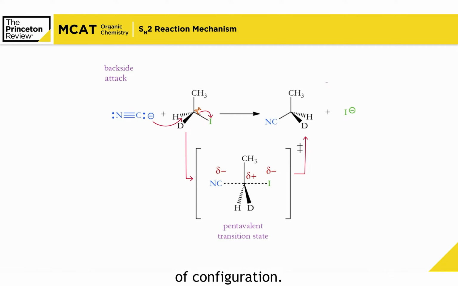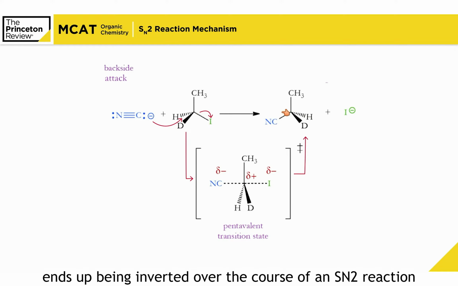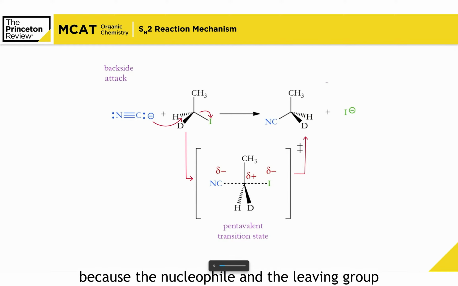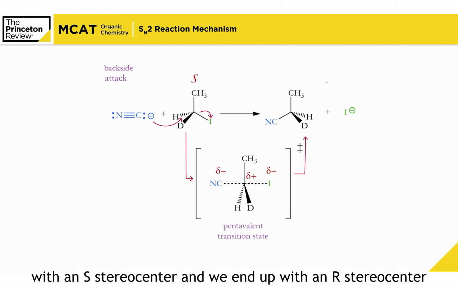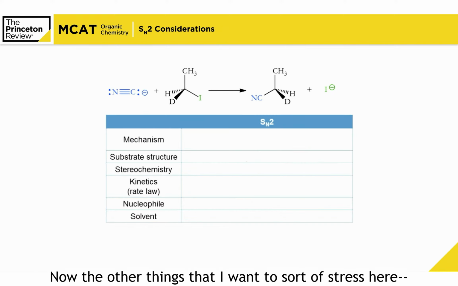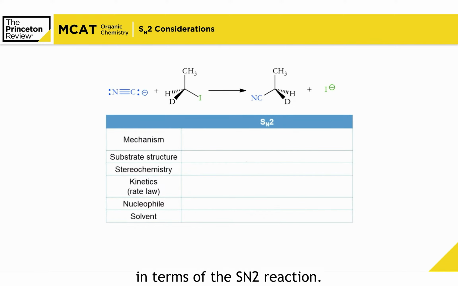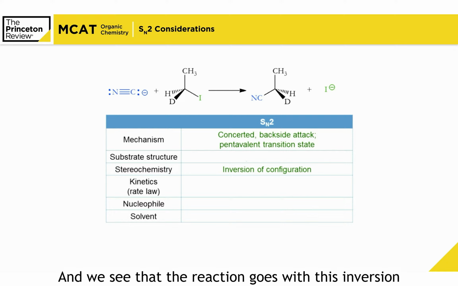Whatever the stereocenter happens to be, it ends up being inverted over the course of an SN2 reaction, because the nucleophile and the leaving group are changing bonds at the same time. So in this particular example, we start off with an S stereocenter, and we end up with an R stereocenter as a result of the inversion. Now the other things that I want to stress here, in terms of the SN2 reaction, we've already talked about the idea that the mechanism is a one-step process and goes through this transition state, and we see that the reaction goes with this inversion of configuration.